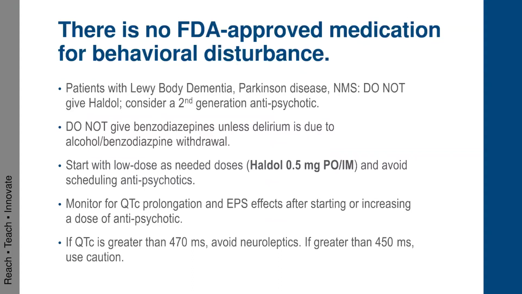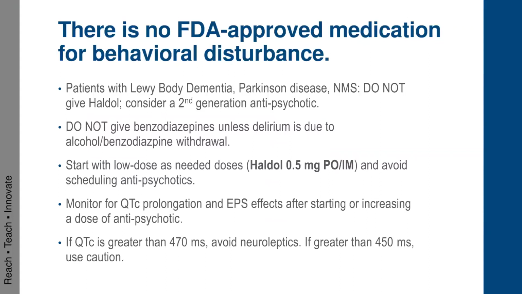So you would typically start with a low dose as needed of haloperidol at 0.5 milligrams, either orally or intramuscularly, and avoid scheduling antipsychotics if at all possible. I mentioned using haloperidol first at this very low dose because you can give another dose, but you can't take it away. And so you want to use low doses to not oversedate the patient.